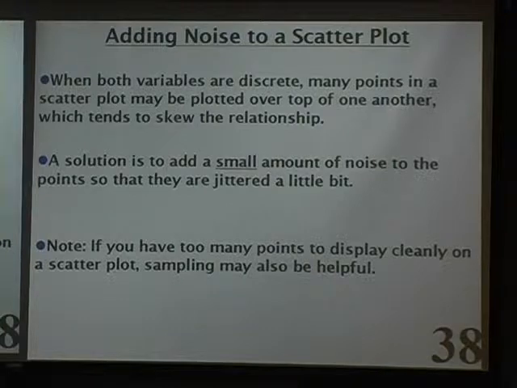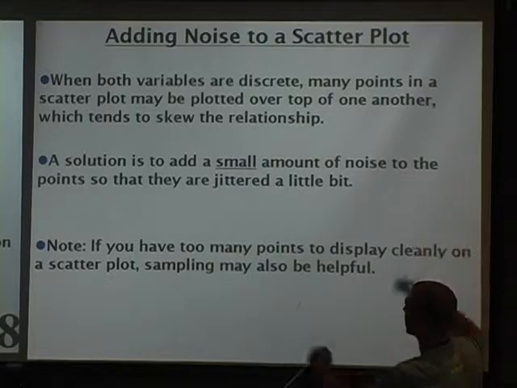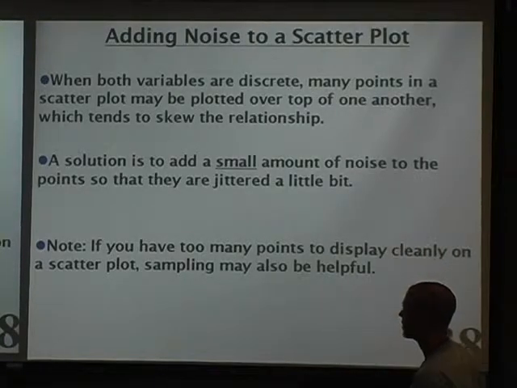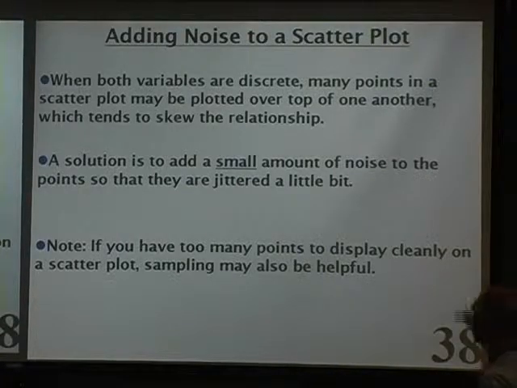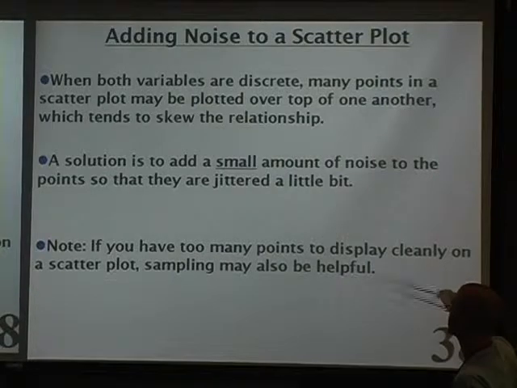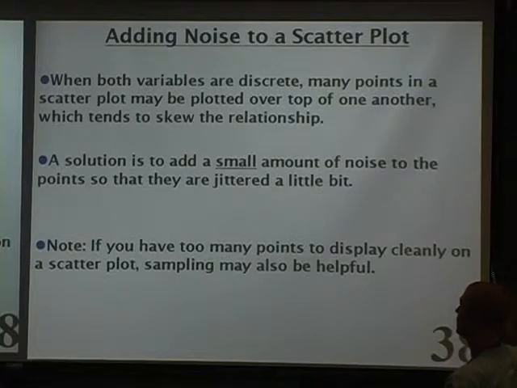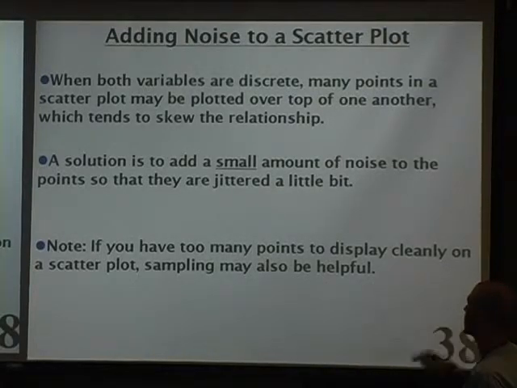Now, the other problem, which is related to discreteness, is if you have so many points that you just wind up with a huge black blob. You still may need to do some subsampling, right? And if you do the sampling randomly, then you can still judge the relationship. So these two are a little bit related, but if you have small data and discreteness is the issue, the jittering will help. If you just have so much data that the scatter plot's just a solid blob of ink, then you might want to take a subsample.